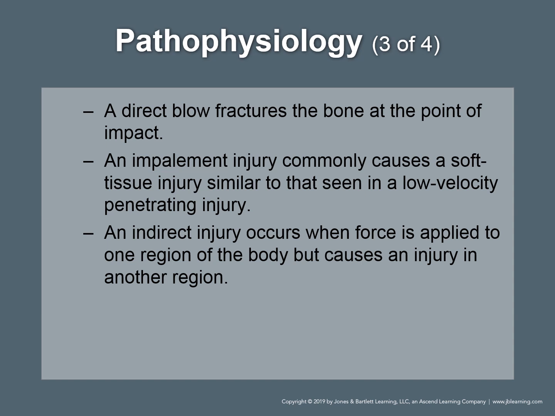A direct blow fractures the bone at the point of impact. An impalement injury will cause soft tissue damage. We see this a lot of times with knives or stabbings, and sometimes that penetrating injury can also fracture the bone just due to the force. And an indirect injury occurs when force is applied to one region of the body that causes an injury in another region. An example of that is somebody jumps out of a second-story window, they land on their feet, but they end up with spinal cord fractures. So the energy is transferred from the heels into the spinal cord, and that's an example of an indirect injury.